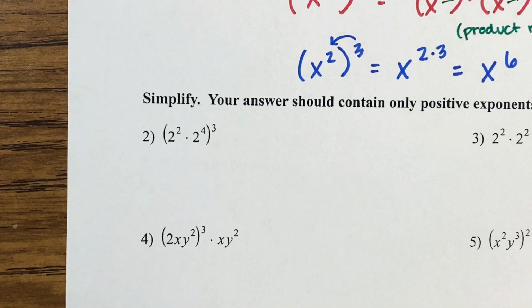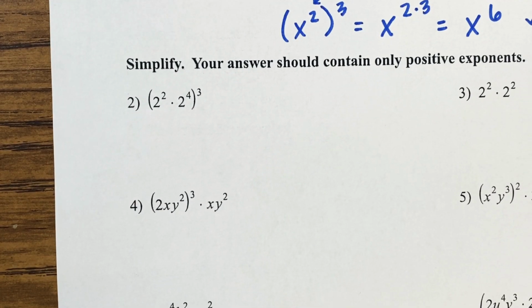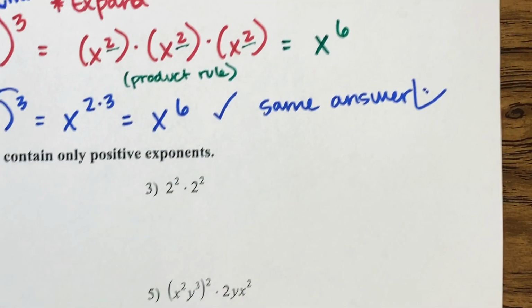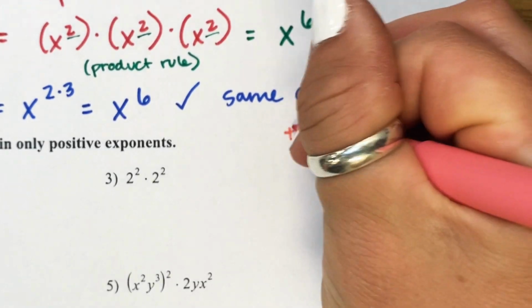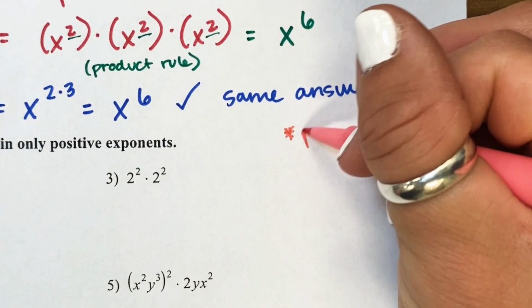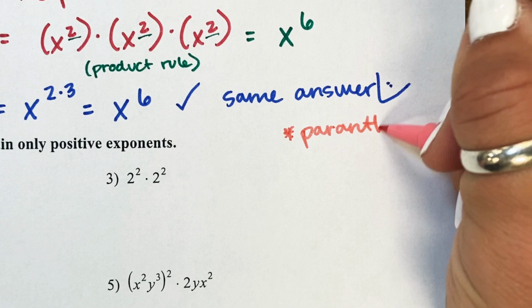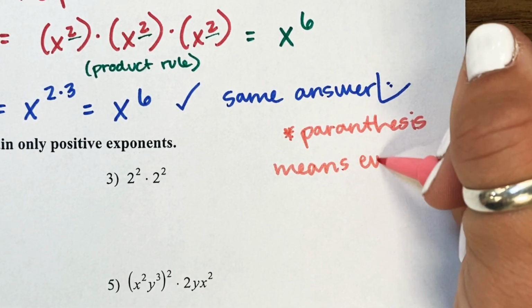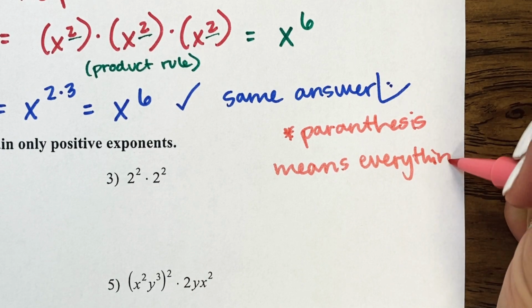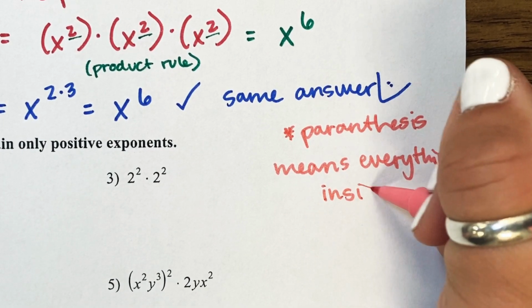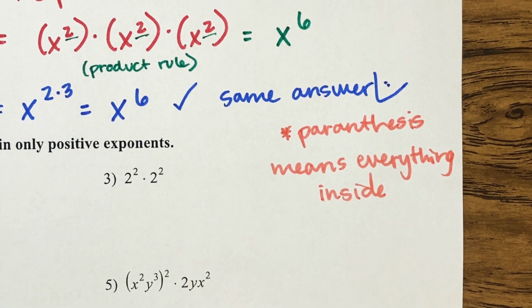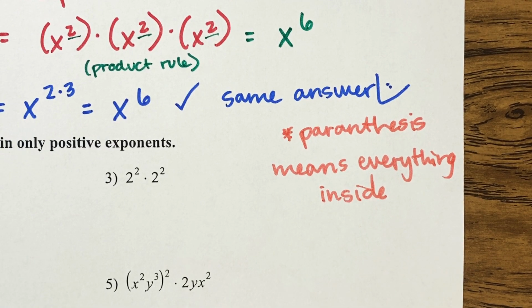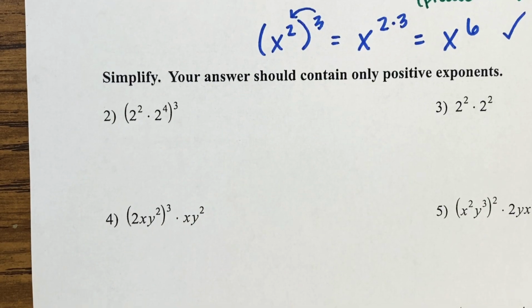So let's do some examples. Let's make a note on the side of our paper, because you're going to see a lot of parentheses. Parentheses means everything inside. Make that note on your paper. Parentheses means everything inside. Okay, so let's go back to number 2.